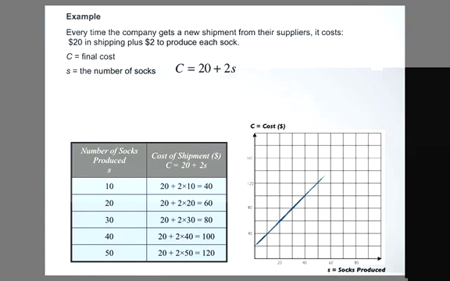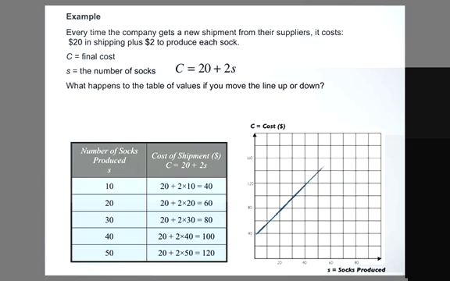Again, dealing with socks. What happens to the table of values if you move the line up or down? This is an interesting idea. If we move the line up, we haven't changed the rate of change, or the cost to produce each sock. We have, however, increased the initial value. That's the shipping cost. So each of the values would then go up. Since the initial value was 20 and it's now 80, they would all go up by 80.